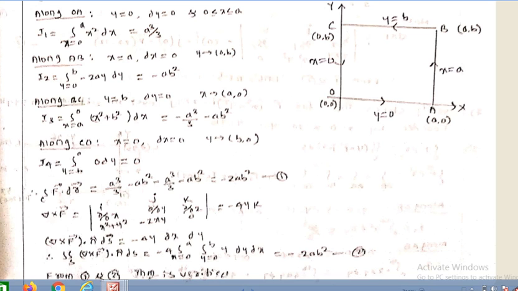Then integrate with respect to y and with respect to x and substitute x value as 0 to a, y value as 0 to b, and simplify, we will get minus 2ab square here. So from equations 1 and 2, the results are the same, minus 2ab square. So hence the theorem is verified.